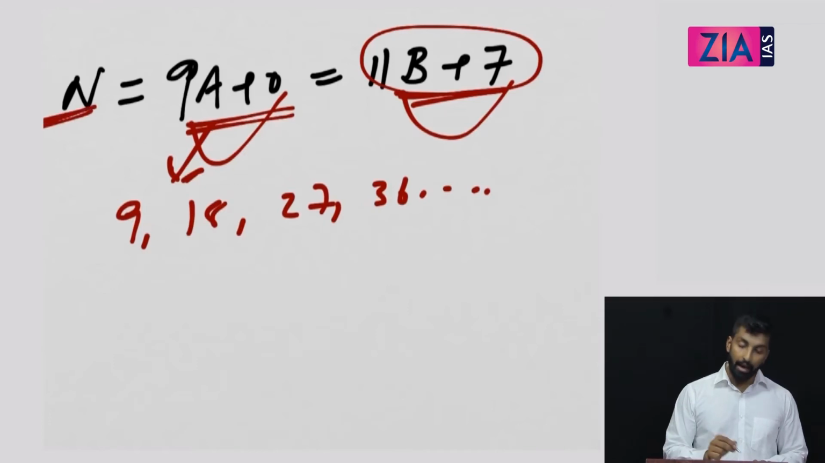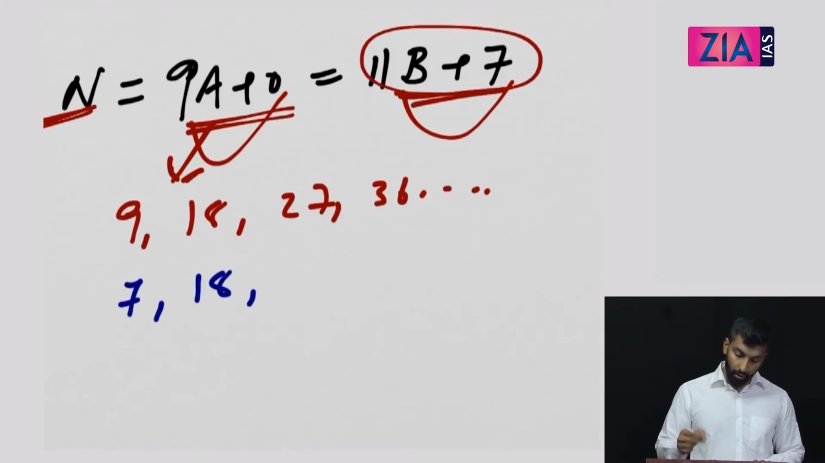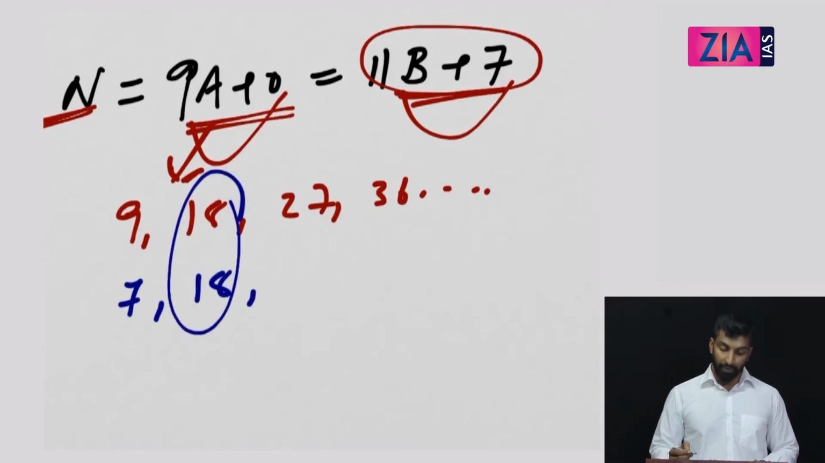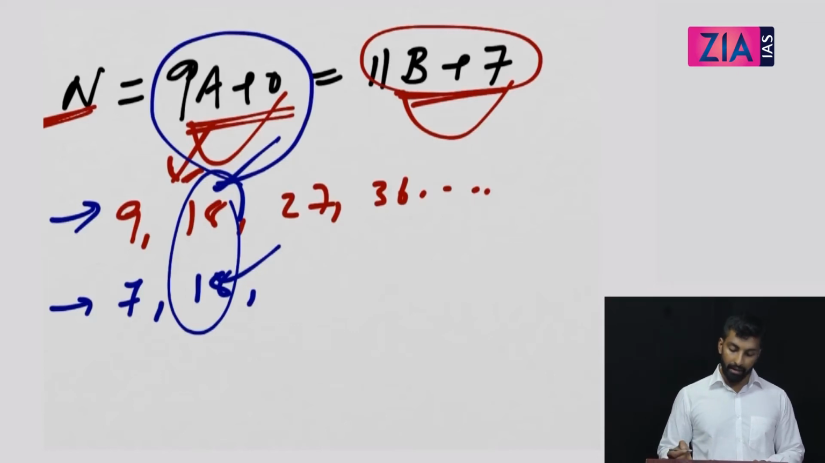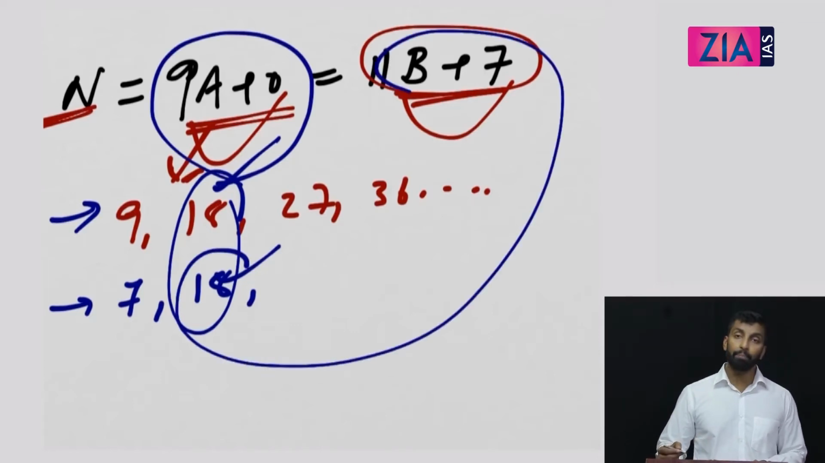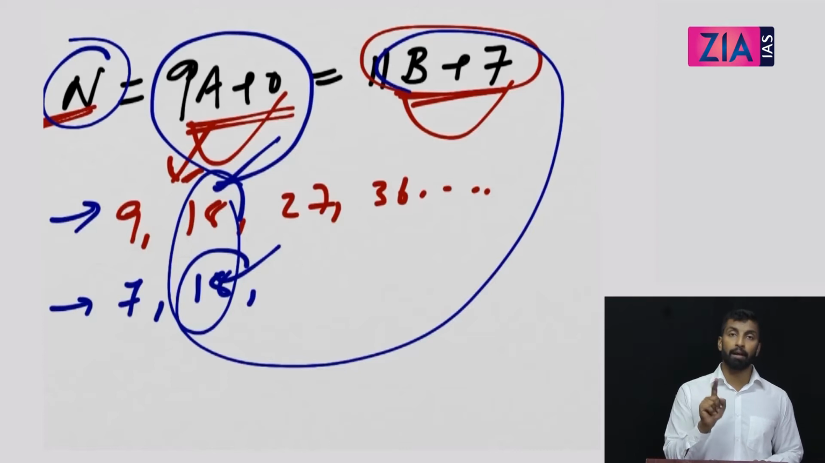Now we need to see which numbers belong to the second series. And n is a number which comes in both series, because n has to satisfy both conditions, right? So we find 18. What is this 18? 18 comes in both series. That means 18 divided by 9 leaves a remainder 0, and 18 divided by 11 leaves a remainder 7. So 18 is the first number which satisfies both conditions. If it is asked, 18 is your answer.